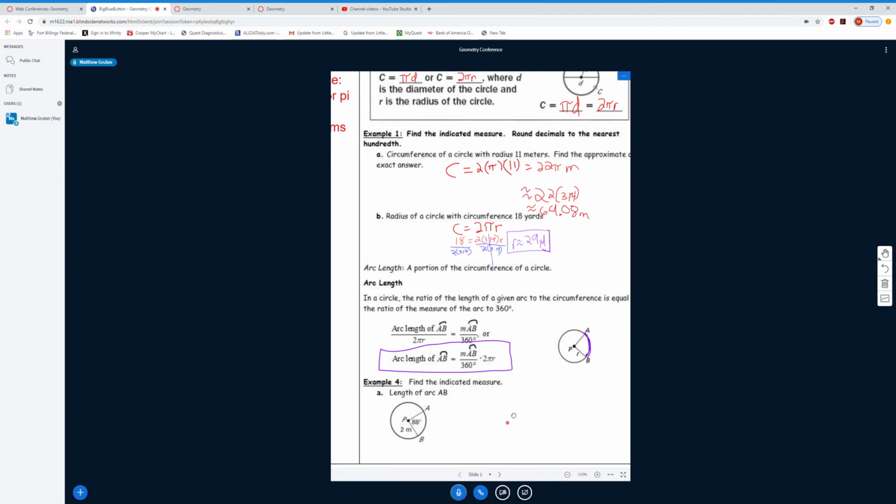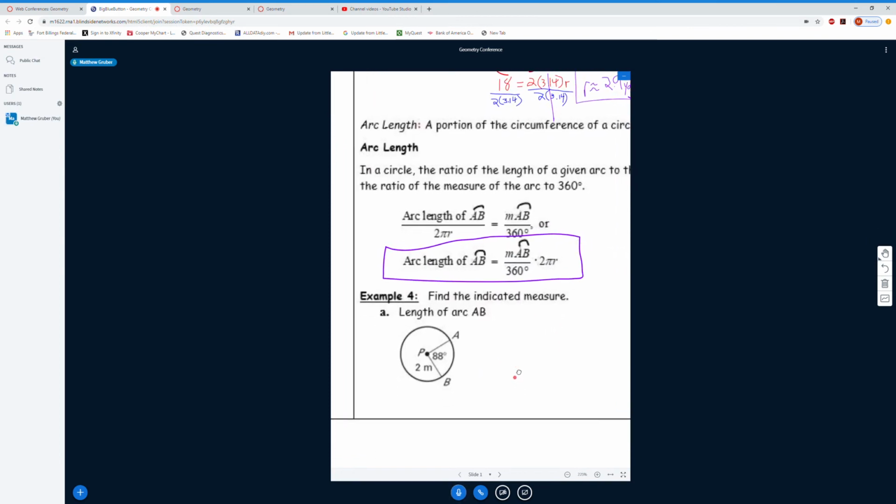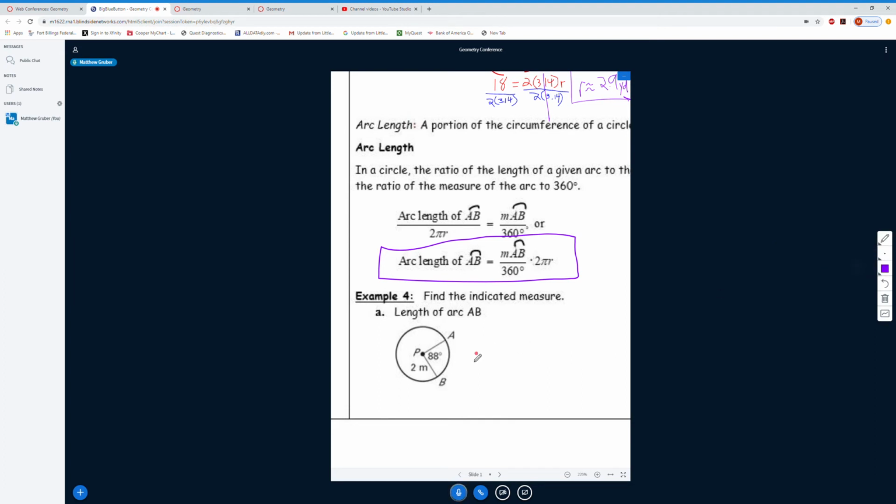Let's use that in a problem. I want to find the length of arc AB. The length of arc AB is going to be the degree measure of it over 360 times 2 pi r. 360 is always going to stay the same. The 2 pi is always going to stay the same. I just need to plug in the degree measure and the radius. Now remember, we're going to use 3.14 for pi, so when we type this in our calculator, we're going to approximate with 3.14.